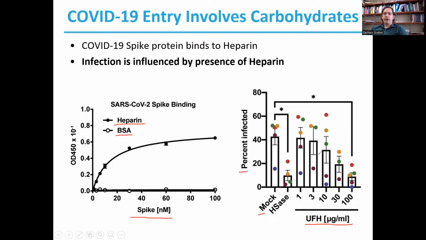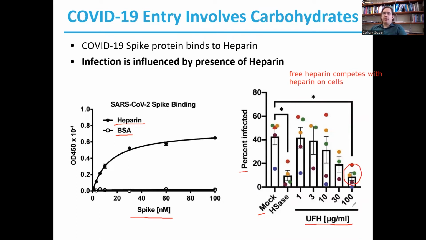So if you're adding free heparin, that heparin will compete with the binding site of the COVID-19 spike protein compared to the heparin that's linked to the membrane through that whole glycosaminoglycan structure. So it's competing with the heparin on the cells. And what we see is that when that free heparin is present, in increasing concentrations, it decreases the infection rate.